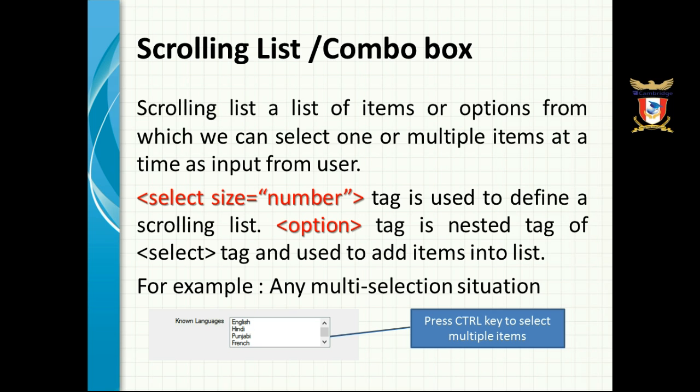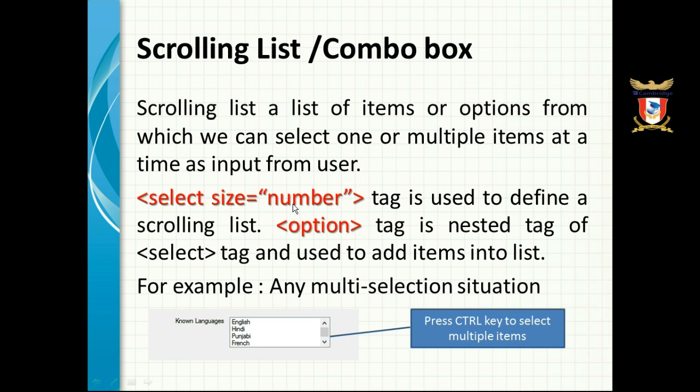And the same set of tags we used for the drop down list are used to create a scrolling list. That means we use select and option tags, and the same tags we will use here to create a scrolling list. The only difference is that we must specify the size attribute with the select tag. We'll discuss it in the next slide.